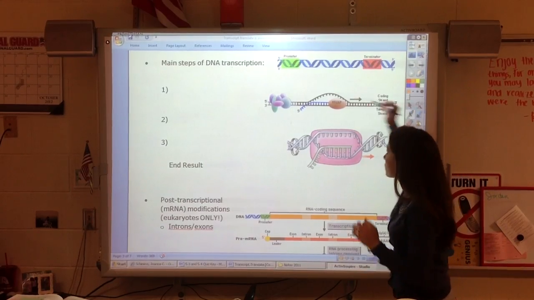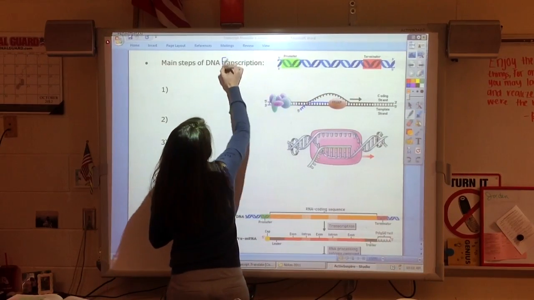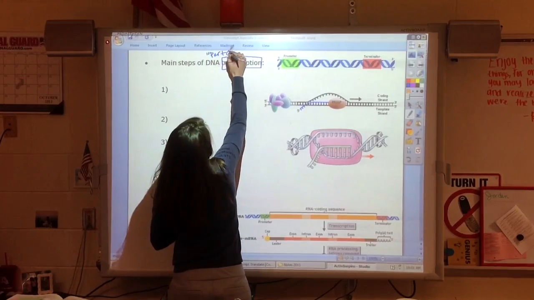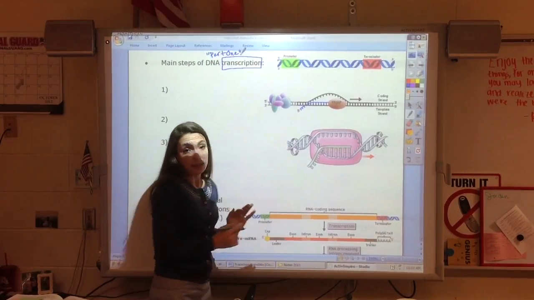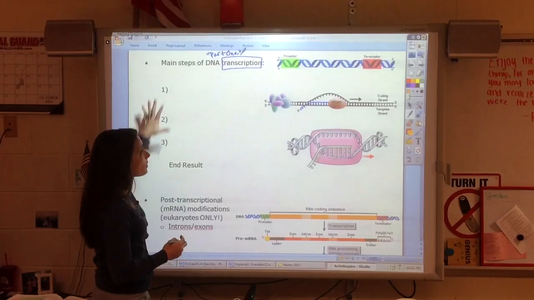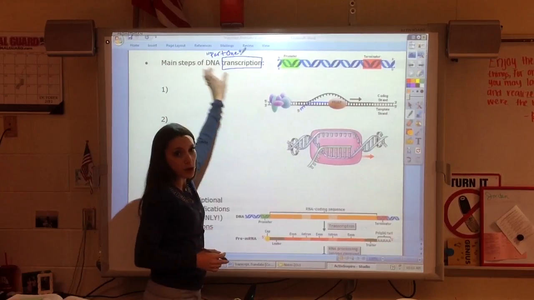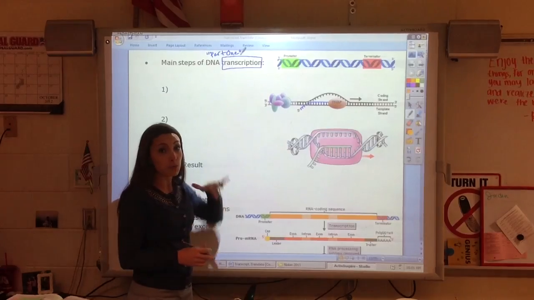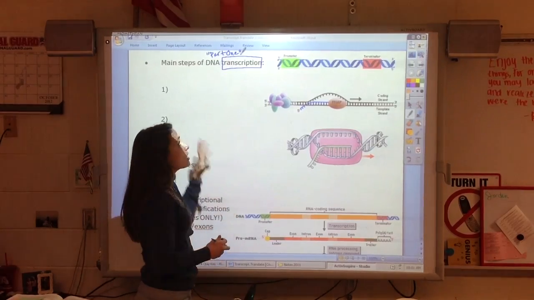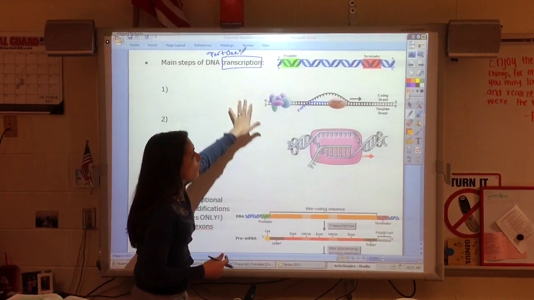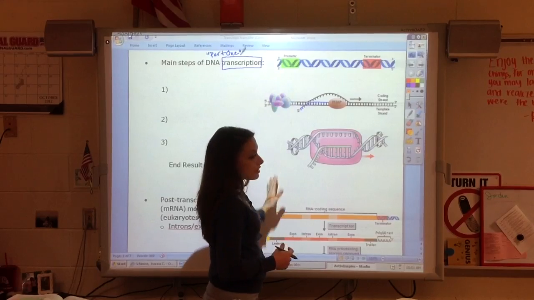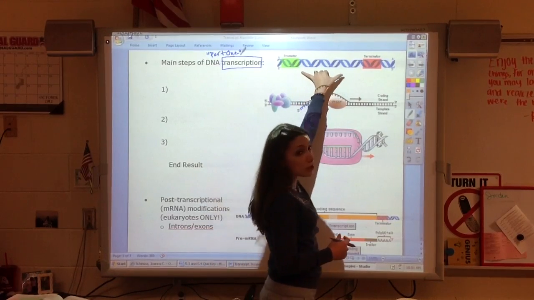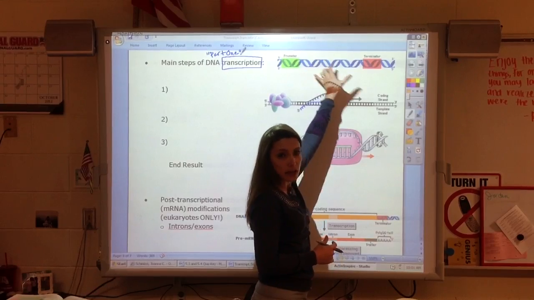Transcription is, remember, going to be part one of protein synthesis. So we do have to keep in mind that when we're looking at the process of transcription, it's part of the overall goal of protein synthesis. So one of the things that we really need to be able to understand in order to understand transcription is the structure or architecture of a gene.